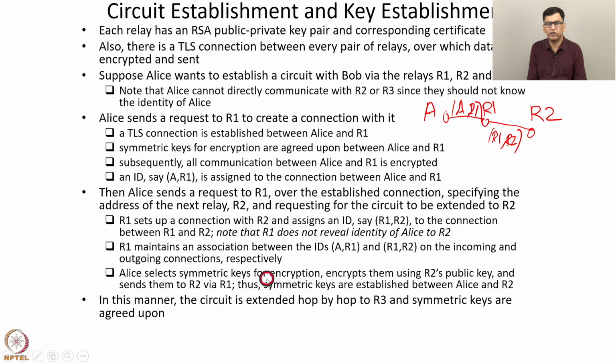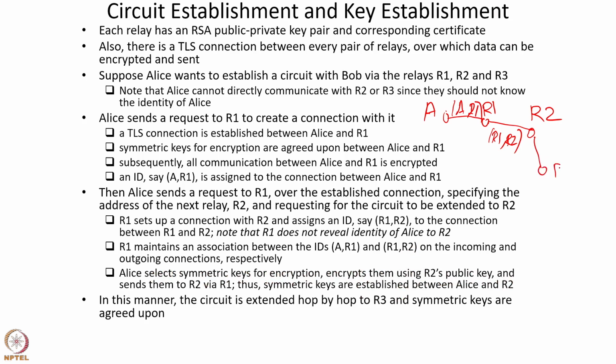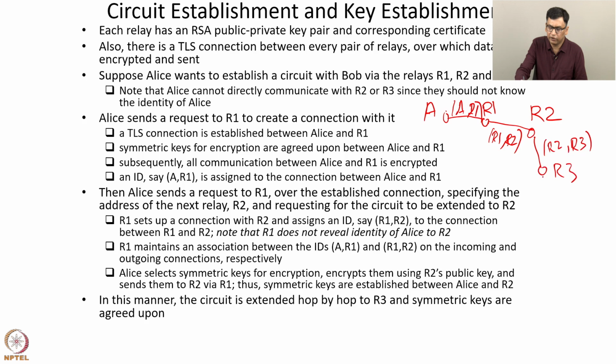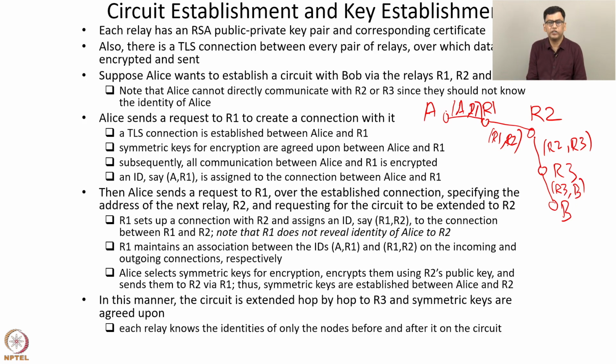In this manner, the circuit is extended hop by hop to R3, and then symmetric keys are agreed upon between LS and R3. So this connection is extended to R3. An identifier is assigned to this connection. This identifier is R2, R3. And finally, from R3, the connection is extended to Bob. And this connection is assigned the ID R3, Bob. So each relay knows the identities of only the nodes before and after it on the circuit.